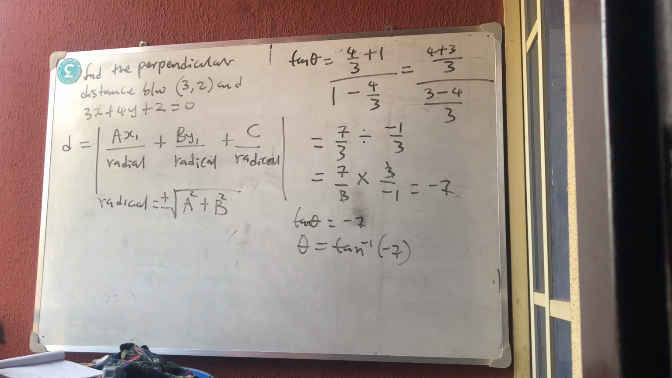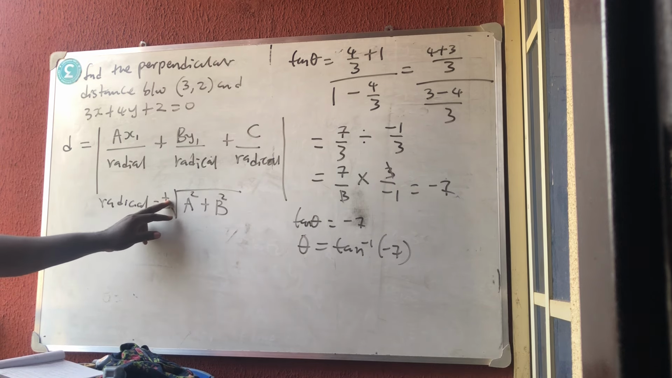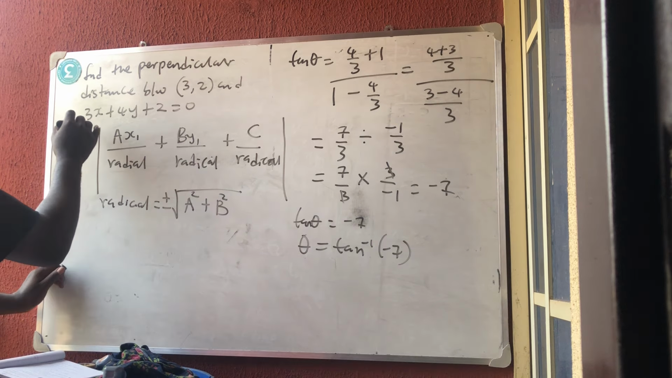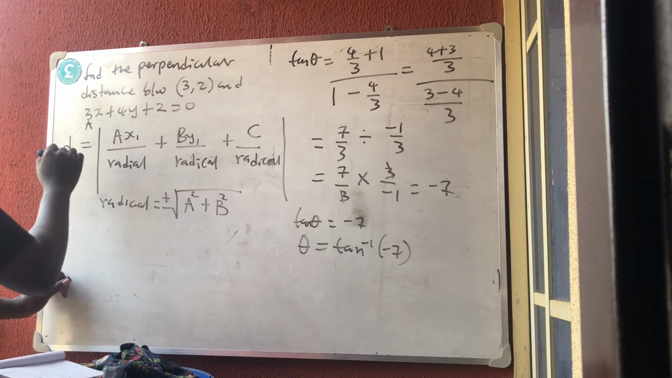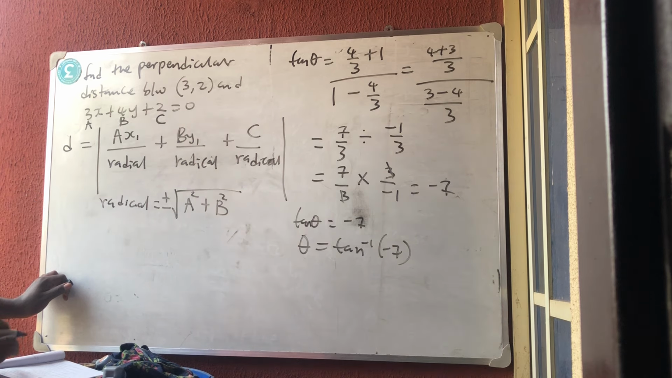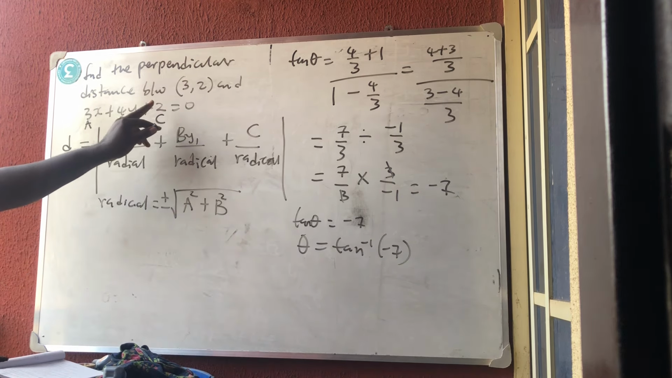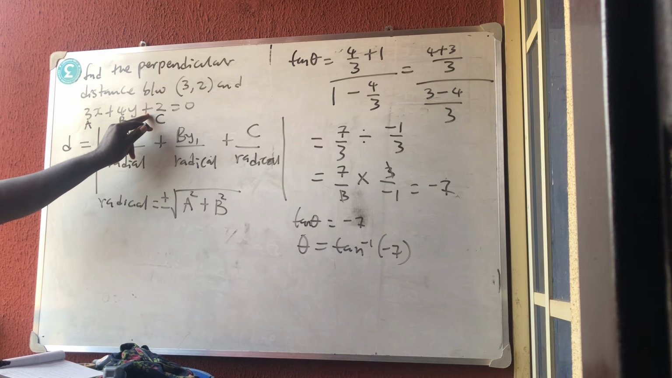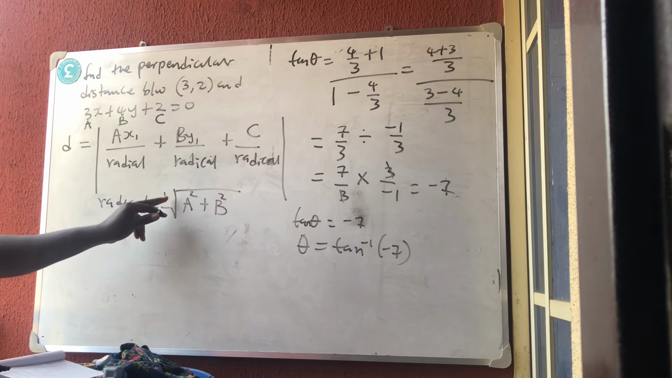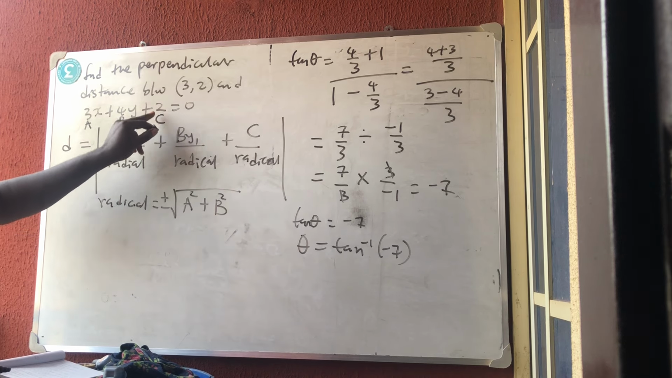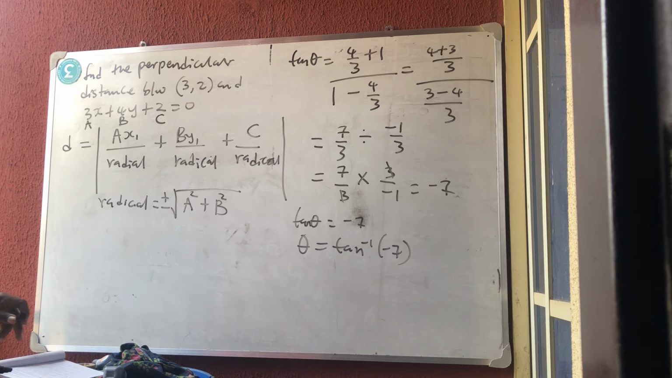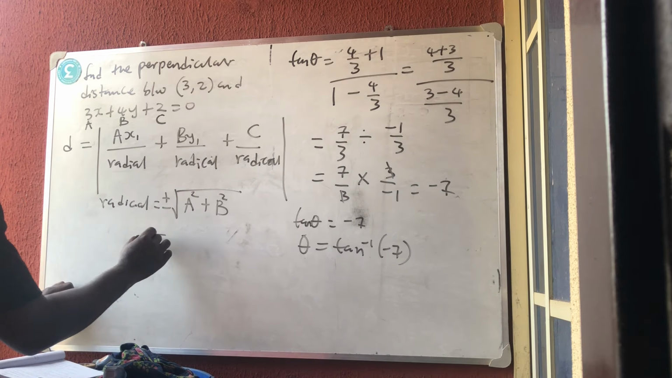So the question now is, when do you use plus for the radical? We consider this to be my ABC. The coefficient of x is my A. The coefficient of y is my B. Then this one, the constant, is my C. Now, if this constant is positive like I'm having here, my radical will be negative. But if this constant is negative, my radical will be positive. If the constant is 0, there is no constant, I will use the sign of b. As simple as that.